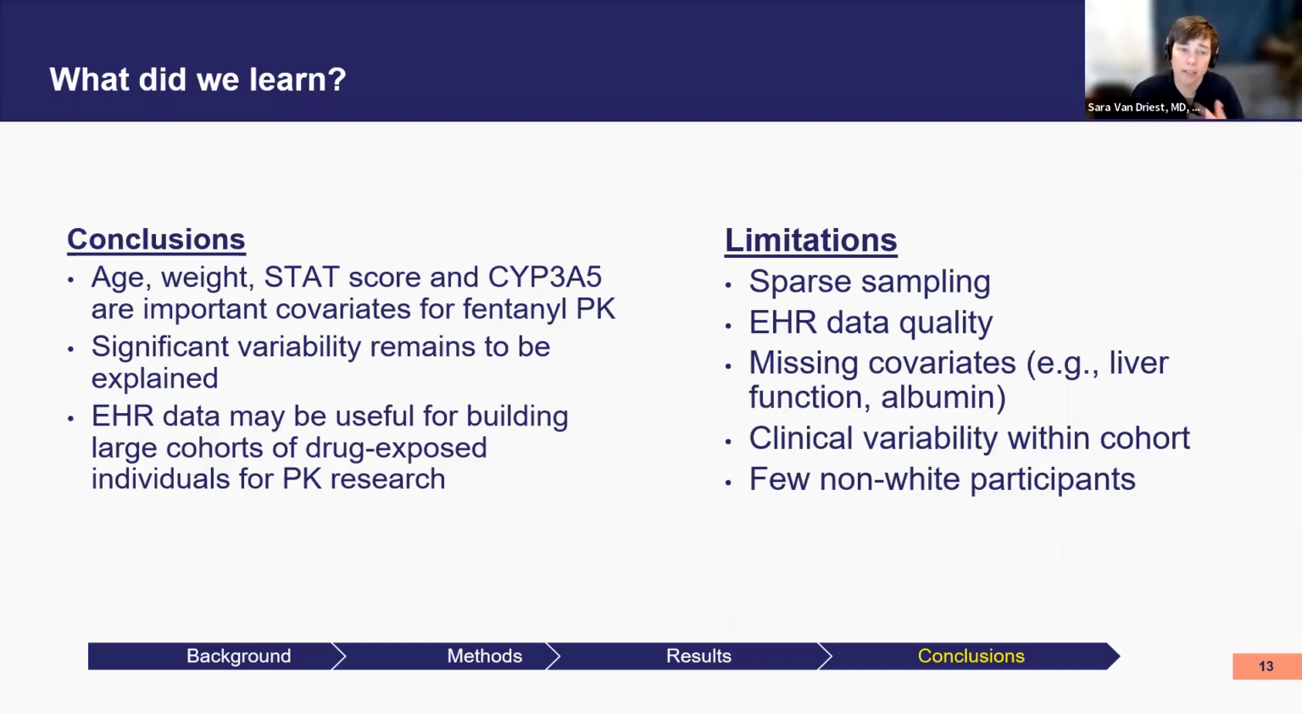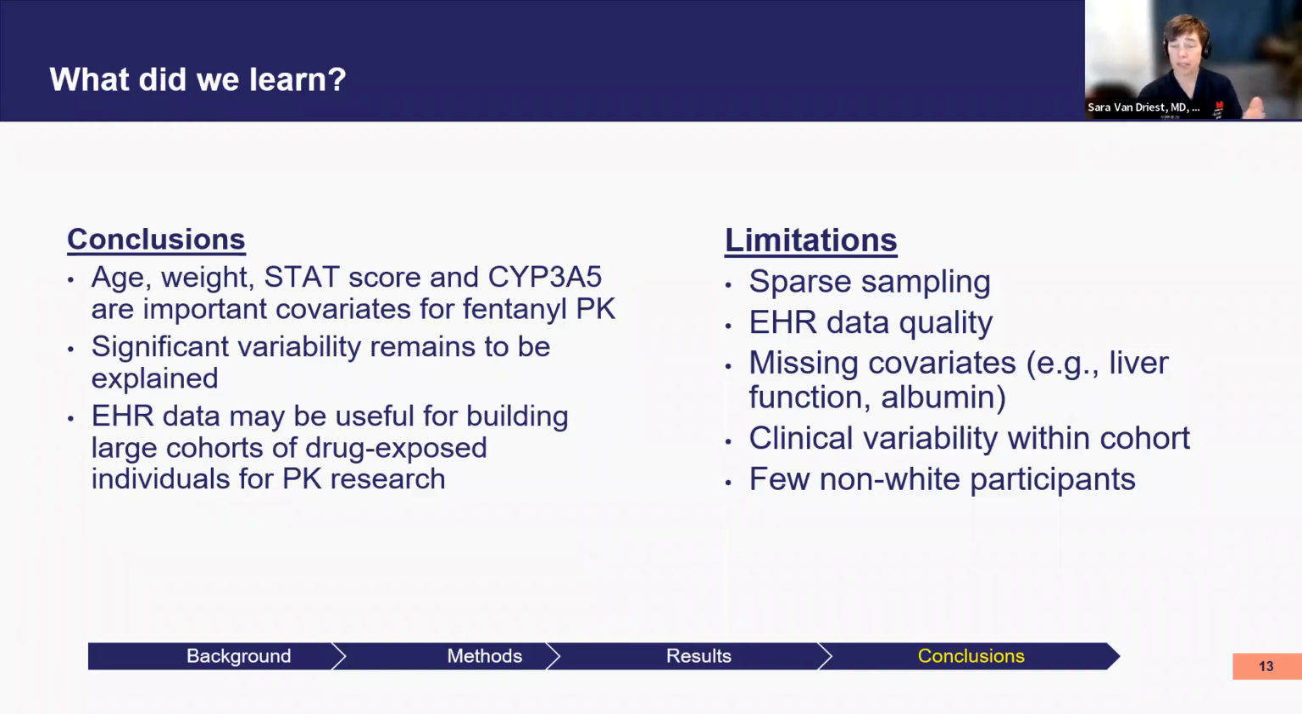Because we use EHR data, there were covariates that are somewhat obvious choices to be tested in the model, like measures of liver function and albumin measurements, but these weren't available in enough individuals within the cohort to include them in the model to test them.